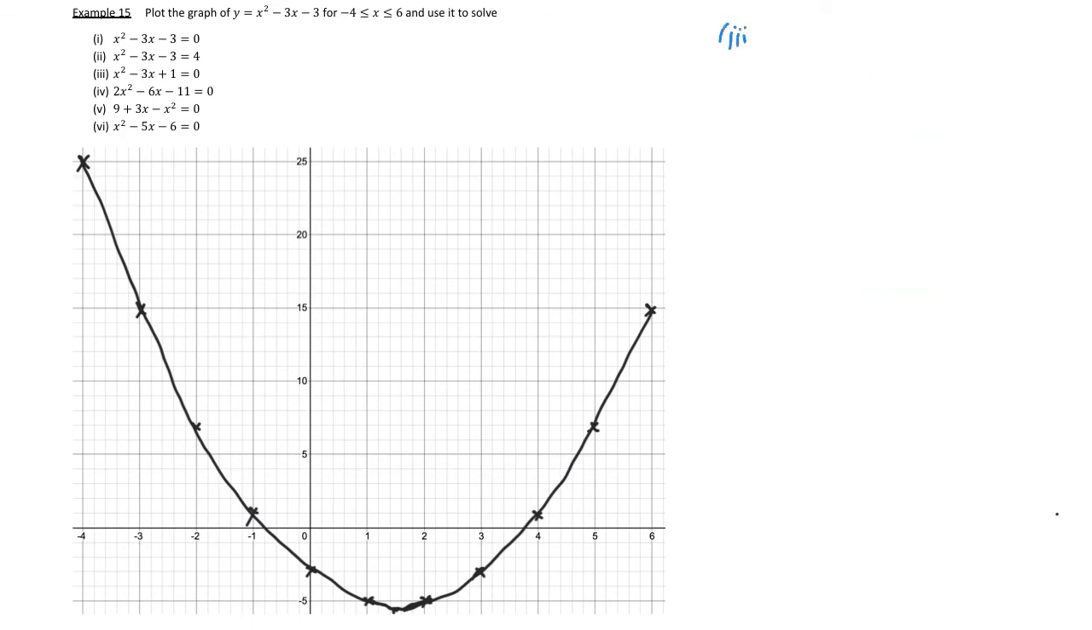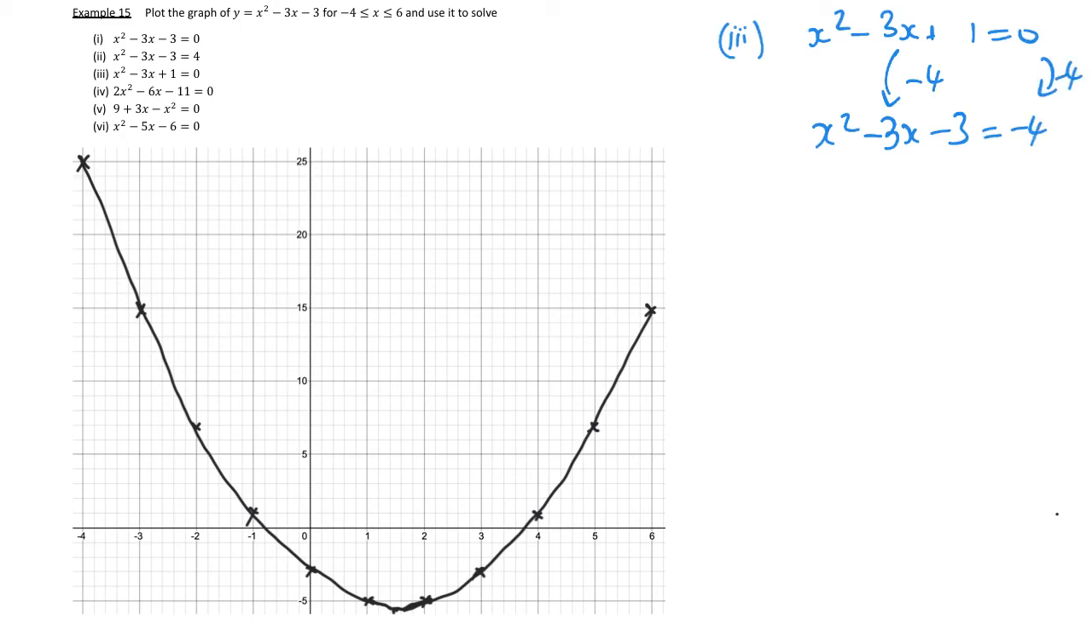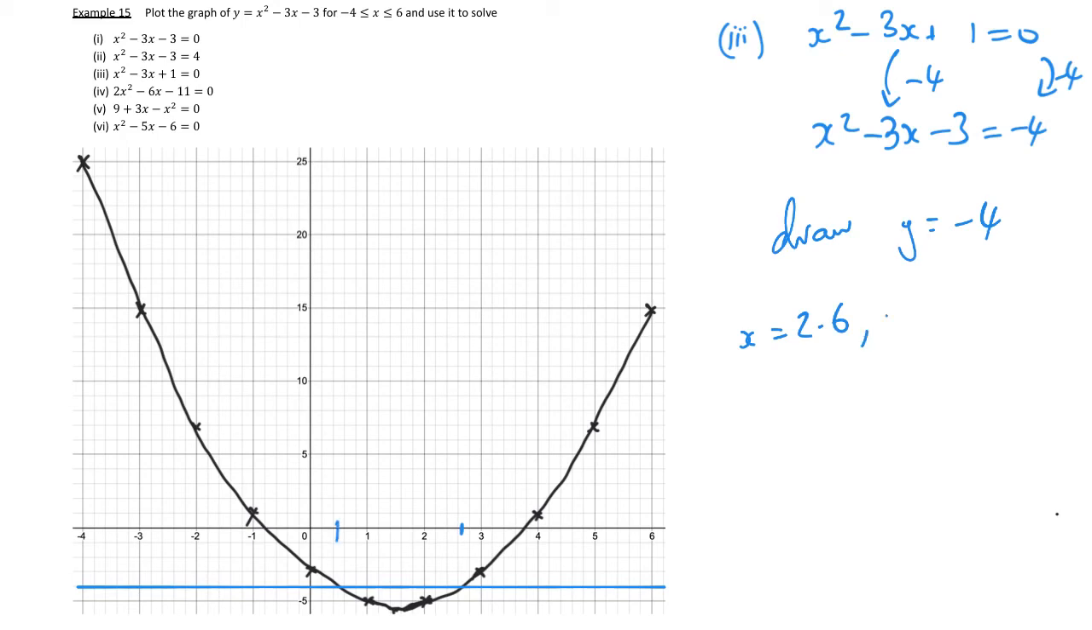Part 3, the equation is x squared minus 3x plus 1 equals 0. We need to get it to the form of x squared minus 3x minus 3. The x squared and the minus 3x are good. We just need to get from 1 to minus 3, which is take away 4. So if we do that on the right, we get minus 4. So we need to draw y equals minus 4. And we get corresponding x values of 2.6 and 0.5.